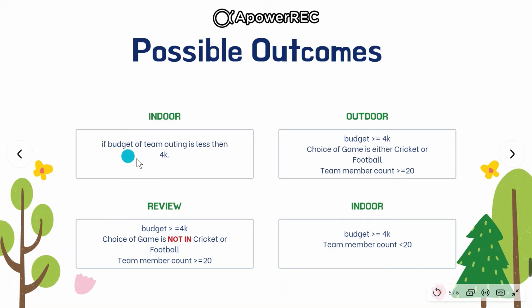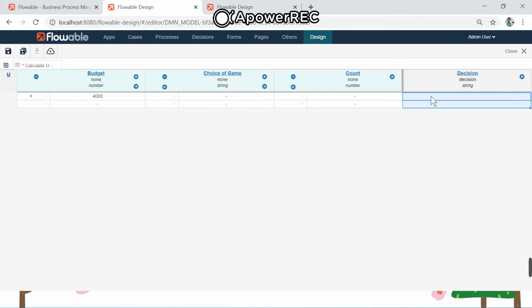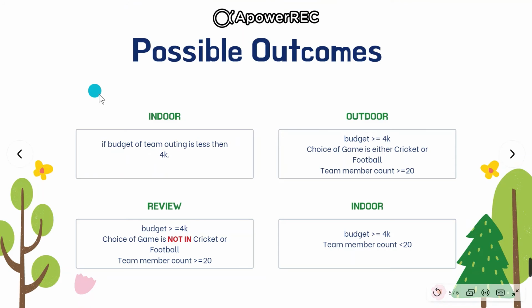First is if budget is less than 4K, then we have the outcome as indoor. How we can do it is we can select the logical operator here for the less than 4,000 budget, and we should have an output. This output we don't need, we have only decision. So what you can give is the output condition as indoor. Now the other two variable fields are not accountable here because we are evaluating only based upon the budget field.